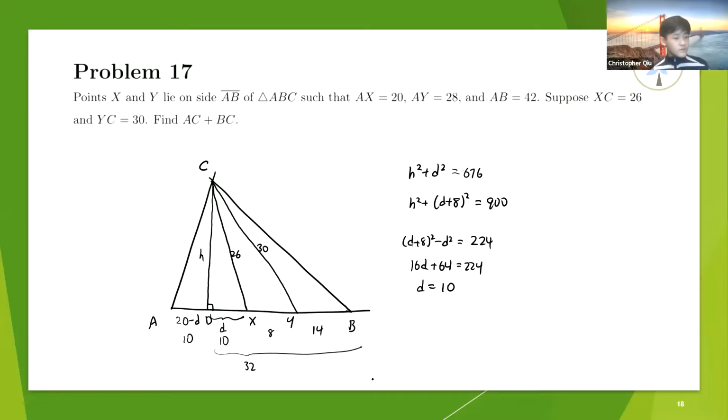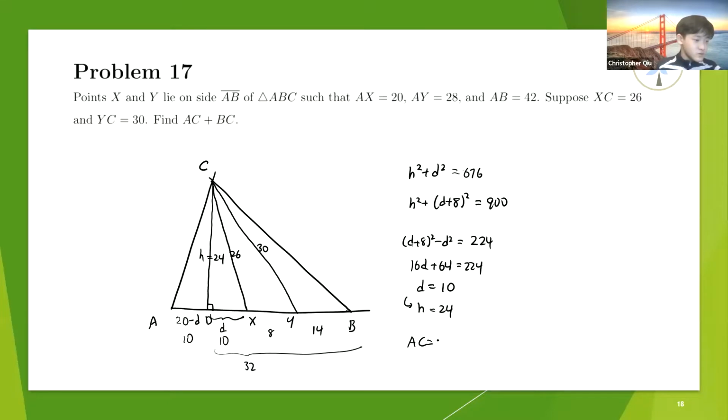So all we have to do to find AC and BC is to find the value of the height. So let's do exactly that. Using this equation, h squared plus 10 squared is equal to 676, which is 26 squared. We can find that h is equal to 24. And so once we have h is equal to 24, we can find exactly what AC and BC are, and then we can sum them.